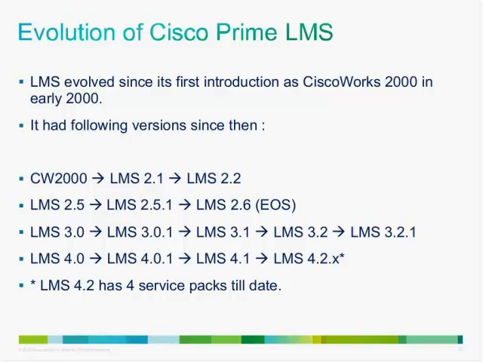Evolution of Cisco Prime LMS. I understand many people might have been using CiscoWorks since the time of its inception into the market. Earlier, it used to be known as CiscoWorks 2000, then CiscoWorks. The name CiscoWorks continued till the 3.x series, after which it became a part of Cisco Prime for Enterprise, where LMS 4.0 started, and now it is a part of Cisco Prime Infrastructure. Cisco Prime LMS 4.2 is what we'll be covering in our slides today.